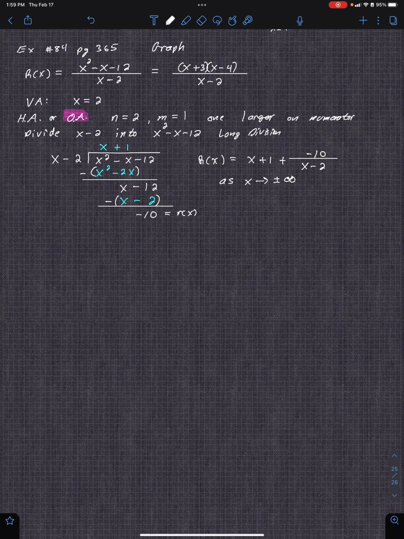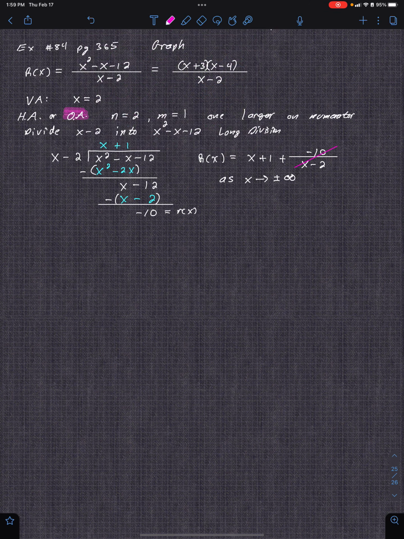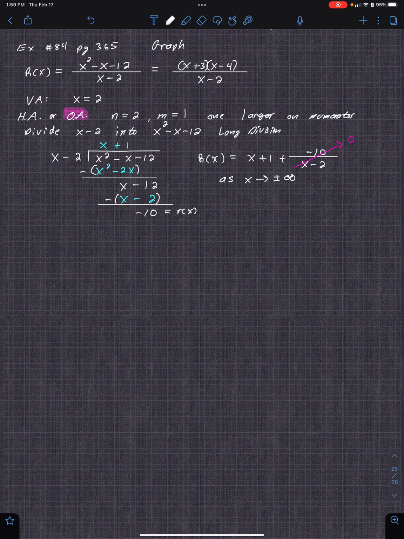So what we say, or we can write, is that this is approaching 0. Not r of x, but that little term. So this term itself is approaching 0. And I can write that down. So as x approaches negative and positive infinity, we could say something like negative 10 over x minus 2 is approaching 0. So that's technically what's going on.